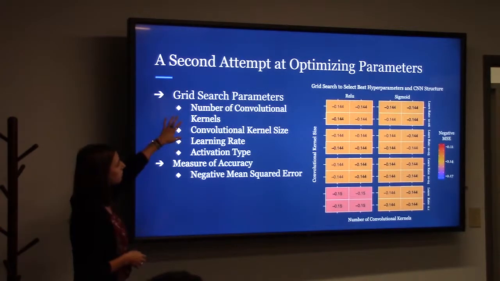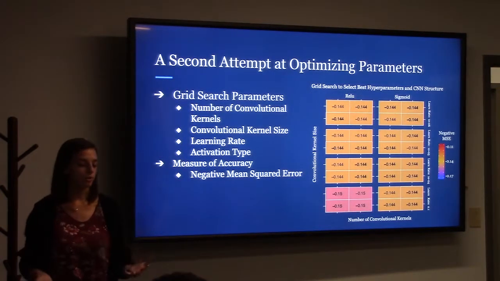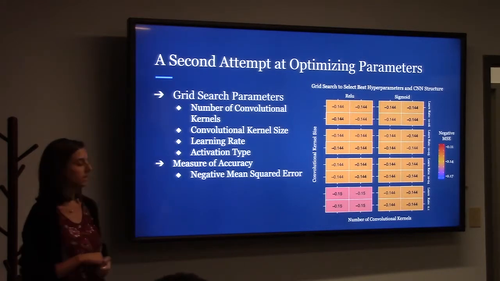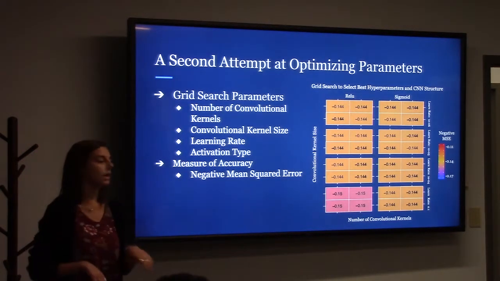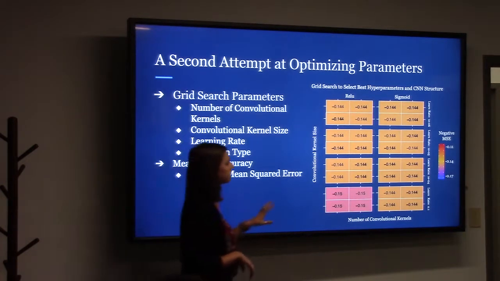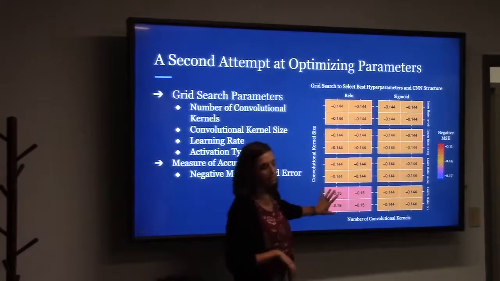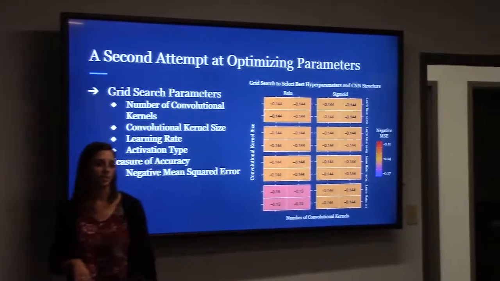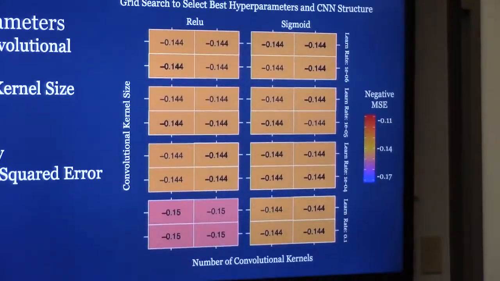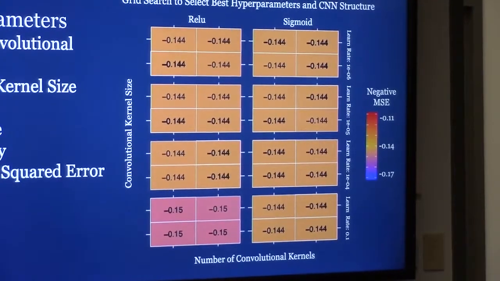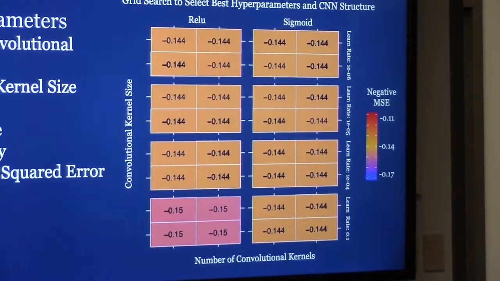So things like number of convolutional layers, the convolutional kernel size, learning rate, activation type, things like that. So we did another grid search with these, and we ended up with something similar. So again, we're looking for the red boxes, which is just this bottom left-hand corner. So at this point, you should be saying, Emily, it looks like your model's pretty terrible, and that's what I thought too. But it turns out, 2 things.